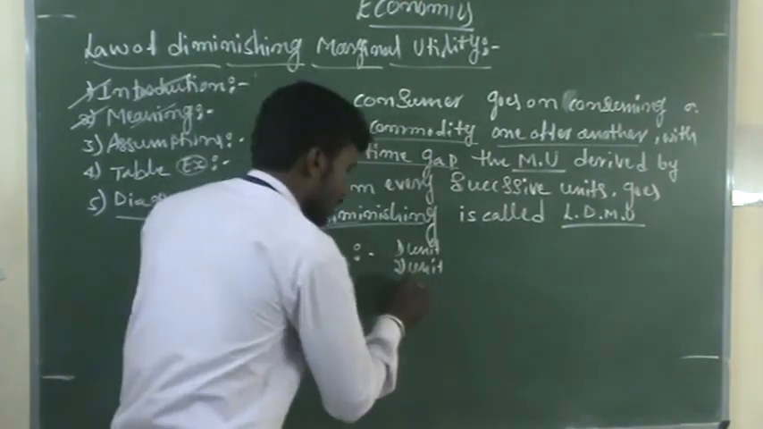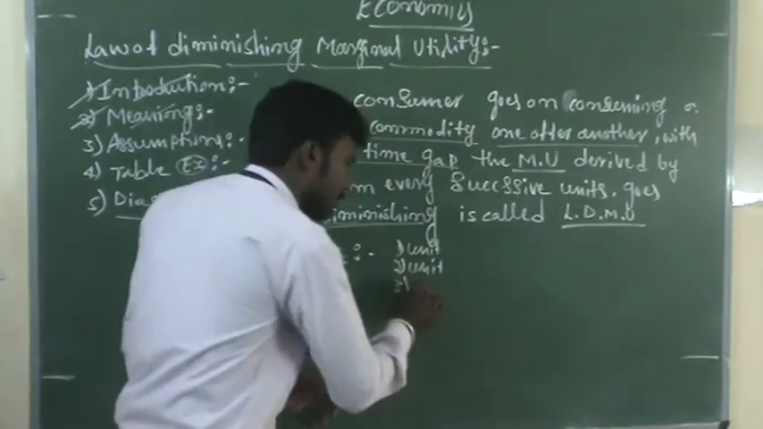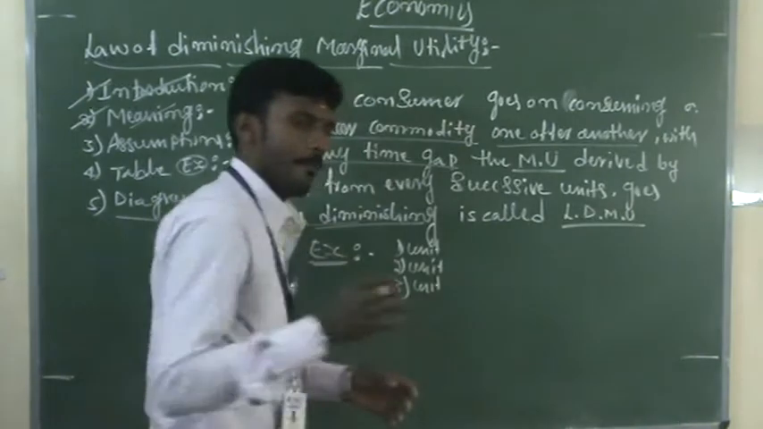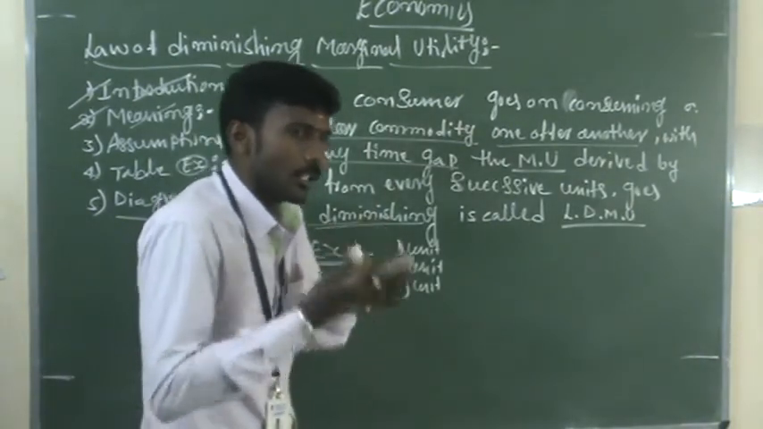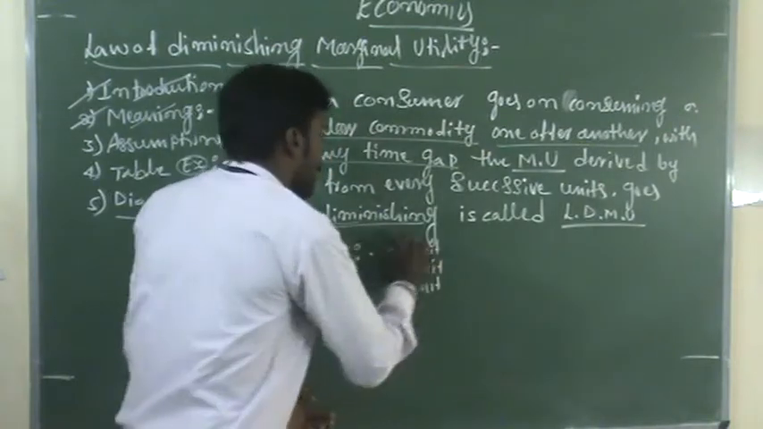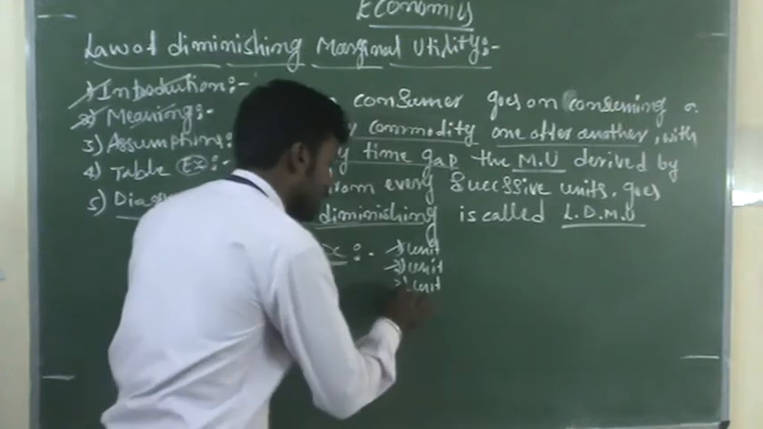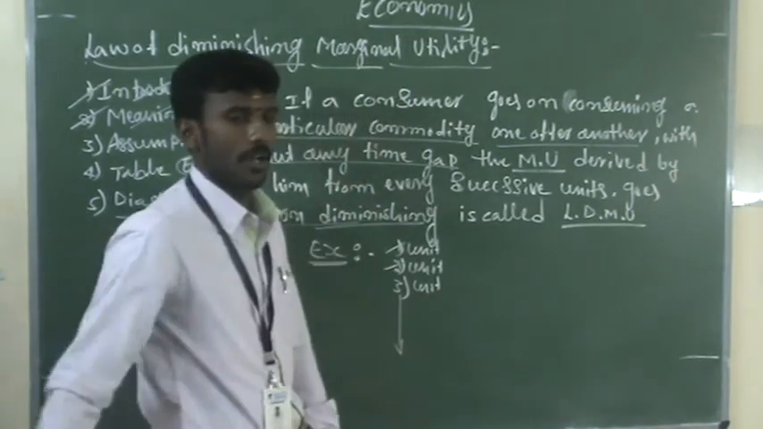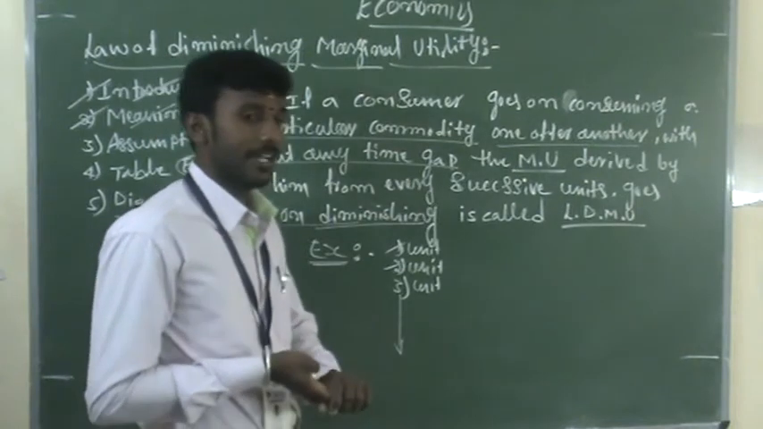Now continuously the third unit they consume. The third unit of mango or orange gives a little less utility to the consumer compared to the first and the second units. So like that, this type of process will go on until the MU or marginal utility reaches 0.